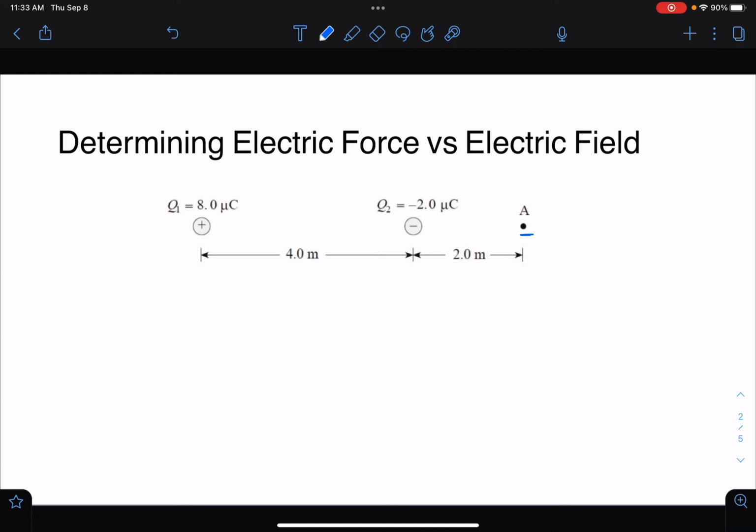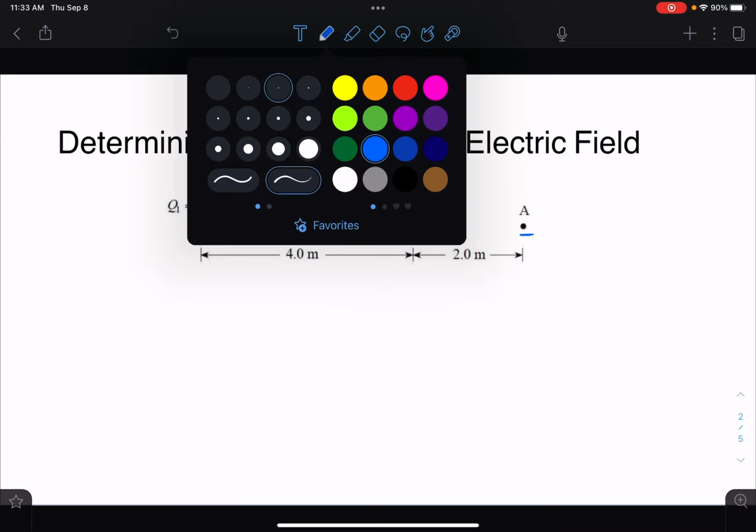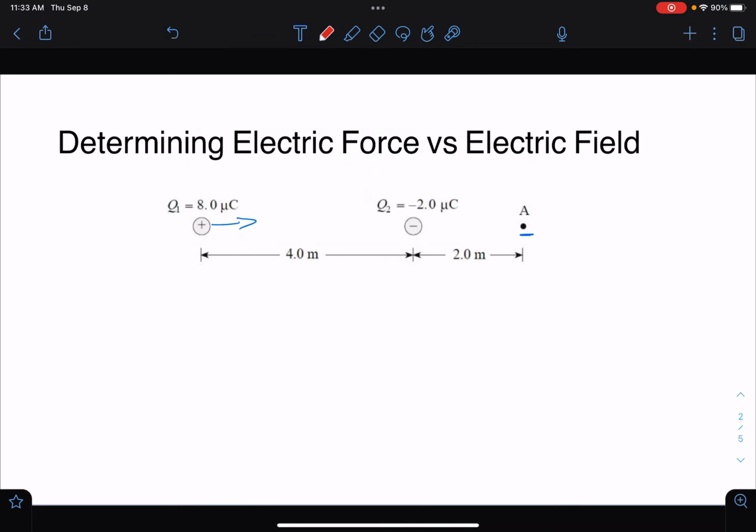If we were looking at the electric fields, we know that Q1's electric field is moving in that direction, and then Q2, because it is negative, is moving in this direction. So these two electric fields would actually be opposites of each other, and so they would subtract. Now Q1 has a larger charge, but it is at quite a bigger distance than Q2.